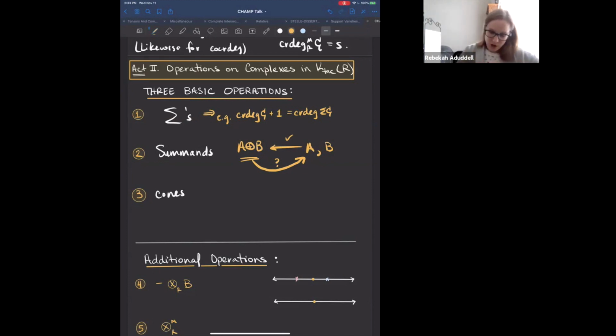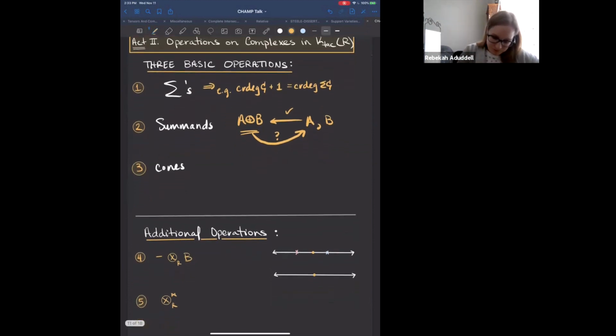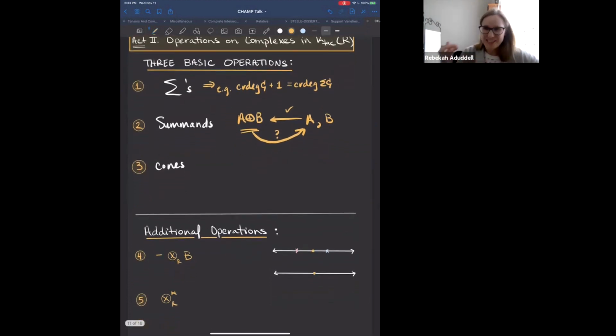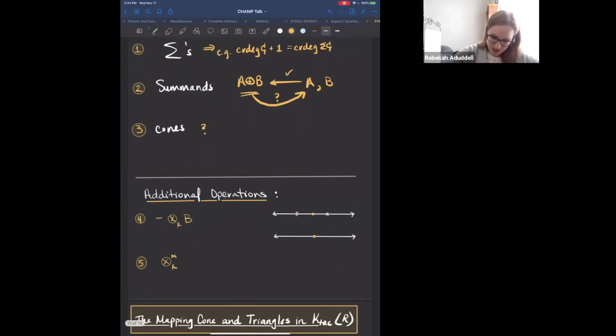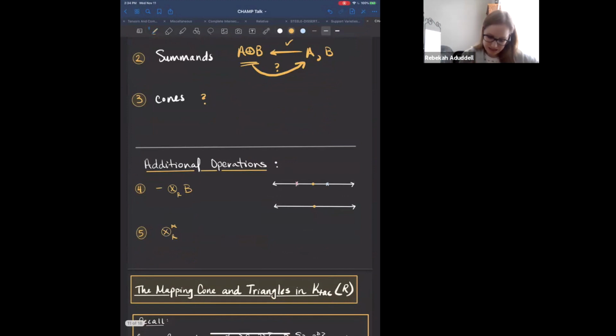And so then the third basic operation is our mapping cones. This probably is the operation that I care the most about. And unfortunately, I haven't really been able to say anything yet in that case. But I'm going to come back and talk about some of the problems with that. It seems like saying something about the most basic operations in your category would be easier, but actually, that's not quite the case. We also have some additional operations where I have been able to say something.